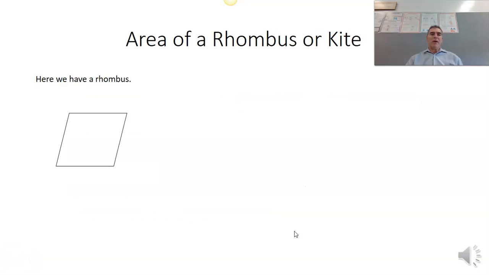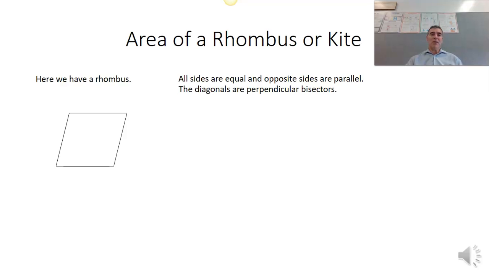So what we'll do is have a bit of a look at a rhombus and where the formula for the area of a rhombus comes from. Some of the facts about a rhombus are that all sides are equal and the opposite sides are parallel as well. But there are some other facts we also need to know: the diagonals are perpendicular bisectors. Bisect means to cut into 2 equal parts, or to cut in half, and perpendicular means that they meet at 90 degrees.